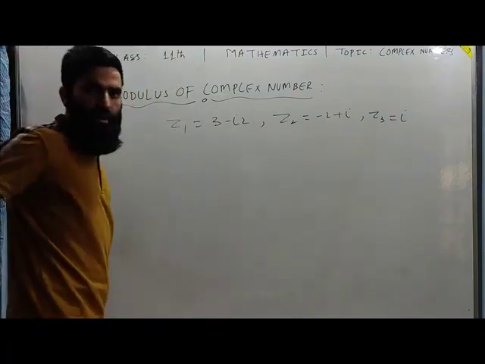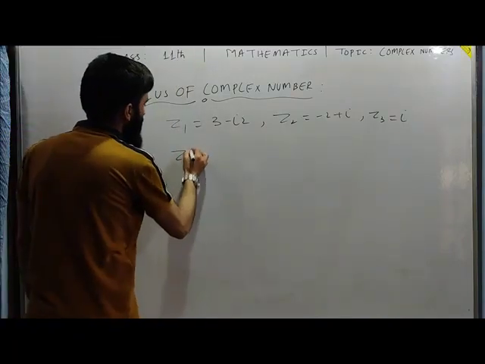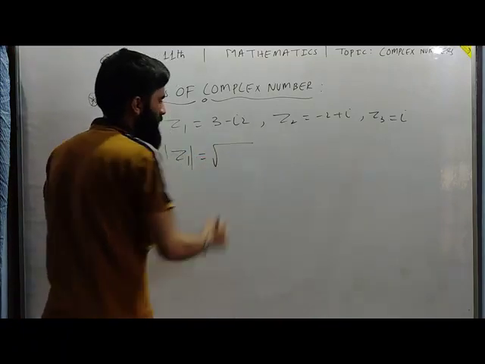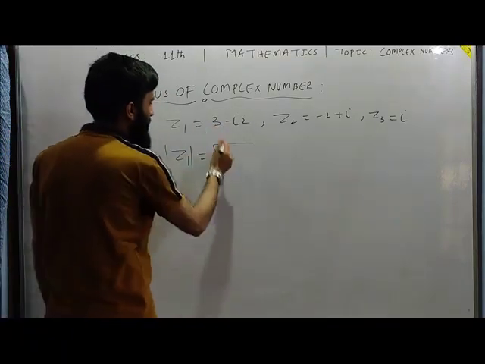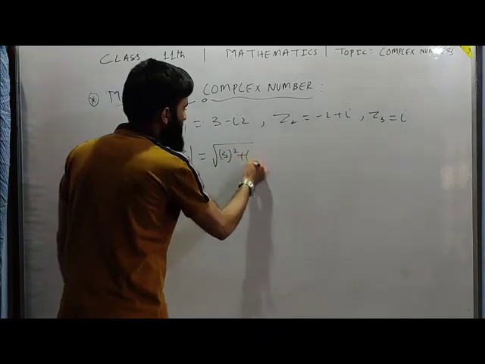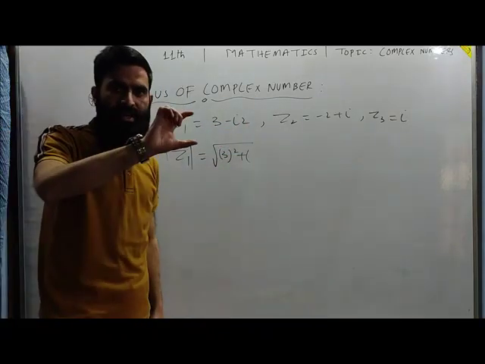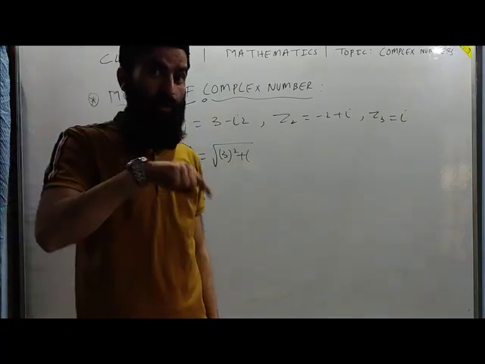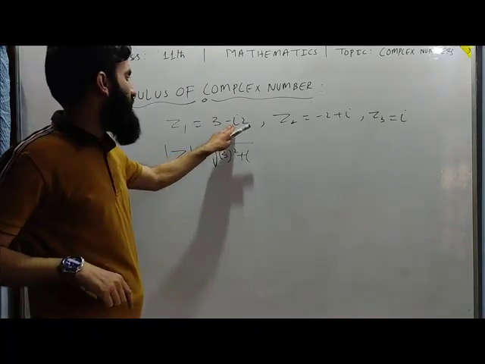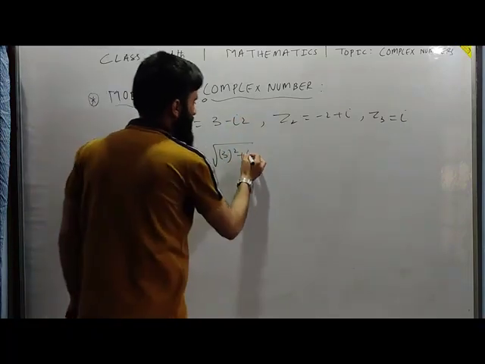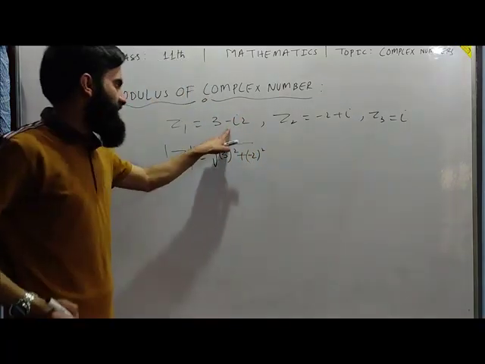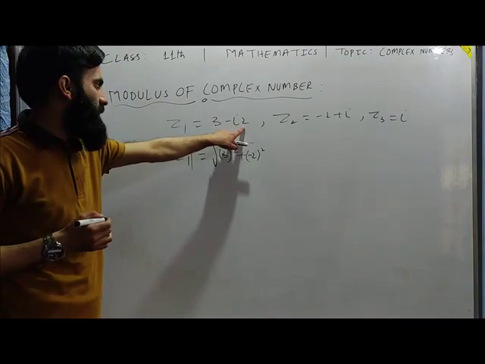So if you just take the mod of this one, then mod of z1, what will that be? That is obviously equal to the square root of real part square, what is the real part over here, plus imaginary part square. What is the imaginary part? We know that the general standard form of a complex number is alpha plus iota times beta. So that is the plus sign over there, and that's a minus over there, so we take the sign for the imaginary part of z1.